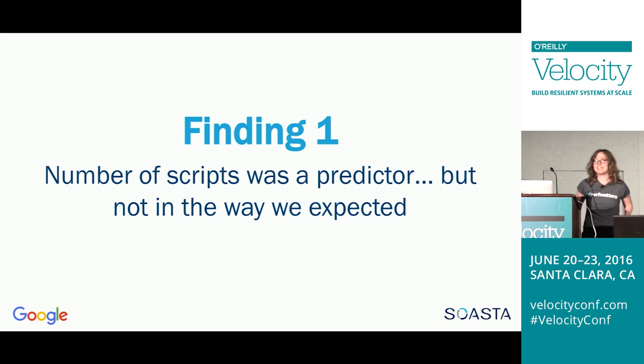So our first finding, this is where I personally was wrong about something. We found that the number of scripts was a predictor of conversions, but not how we expected. My assumption, which I didn't realize I had until afterwards, was that it seemed logical to assume that if a page has more scripts, it's heavier, it's slower, it's more complex, and we're going to have fewer conversions.